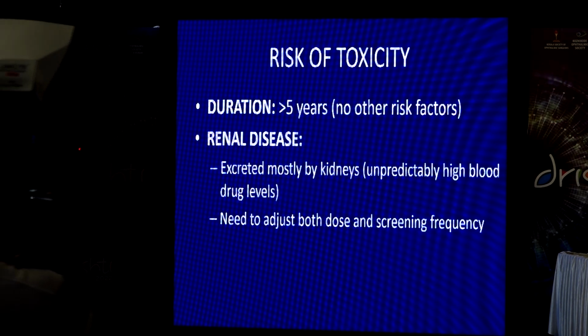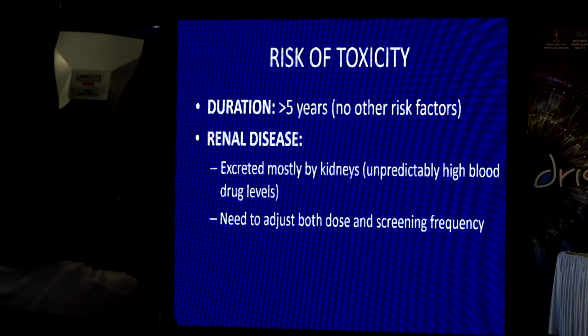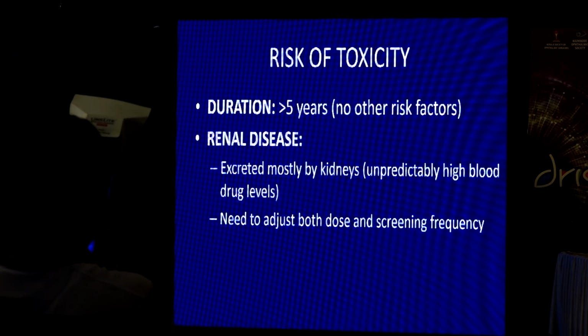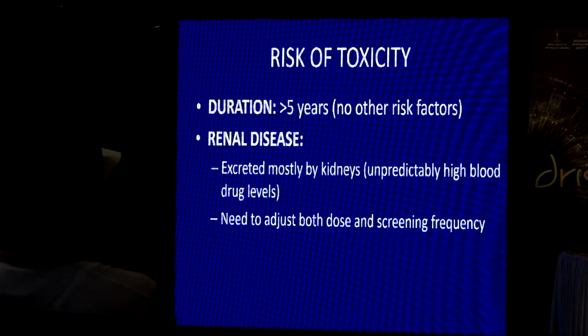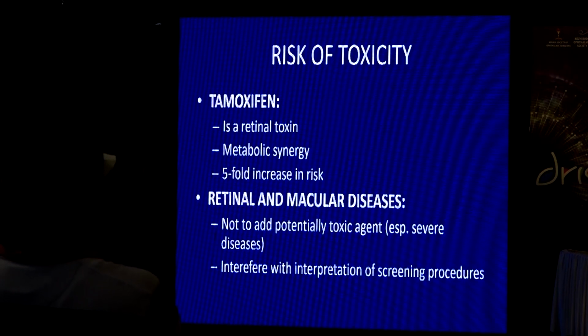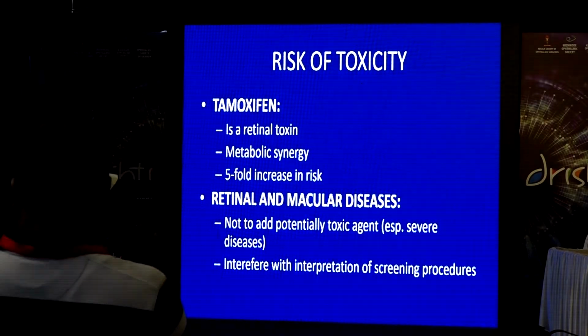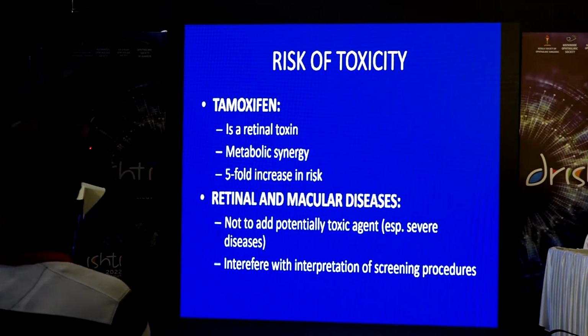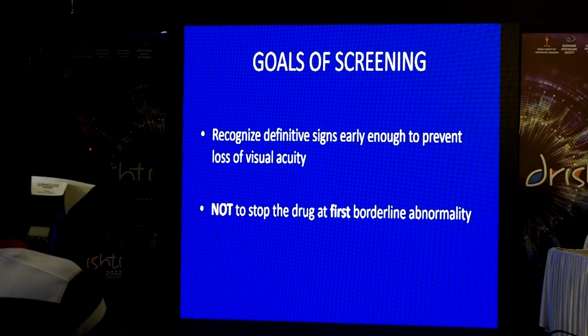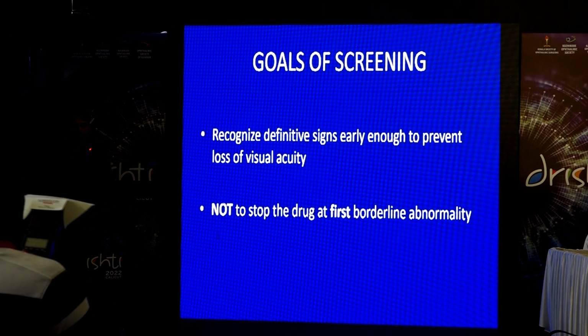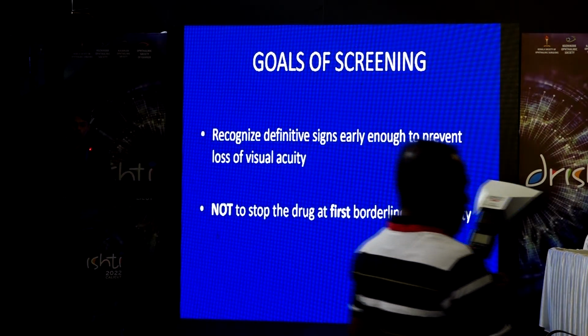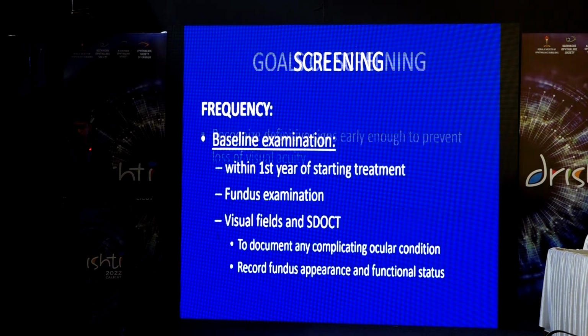The risk of toxicity within the first 5 years we have not seen. So the more the duration, the more the toxicity, and the risk increases rapidly after 5 years. The excretion of this drug is also through the kidneys. So in any renal disease, these patients are more susceptible to HCQ toxicity. Patients also taking tamoxifen have an increased risk, as well as if the patient has any maculopathology. So the goal of our screening is to recognize these early signs and to prevent the loss of vision, not to stop the drug at the first borderline abnormality.